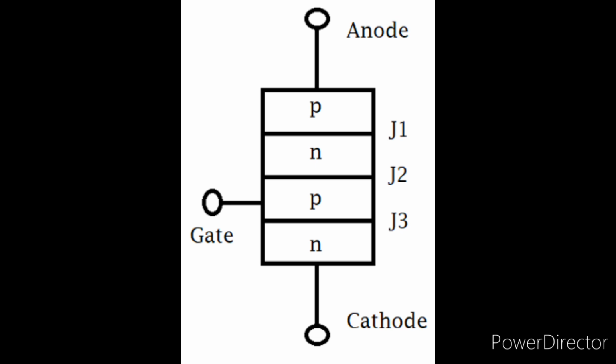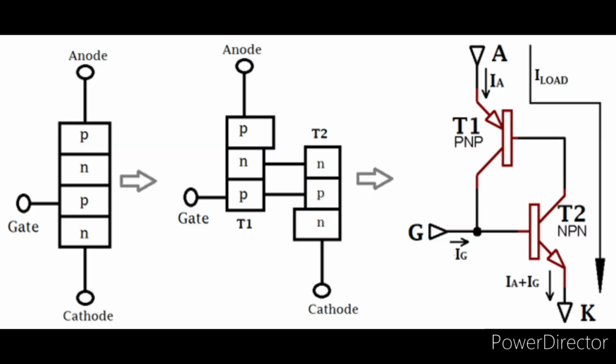You can observe there are four layers of P and N type semiconductor materials alternately. You can see there are three PN junctions in series because it has four layers. So, a thyristor is a four layered, three junction semiconductor switching device. And the gate terminal is used to trigger the thyristor by providing a small voltage at the gate terminal.